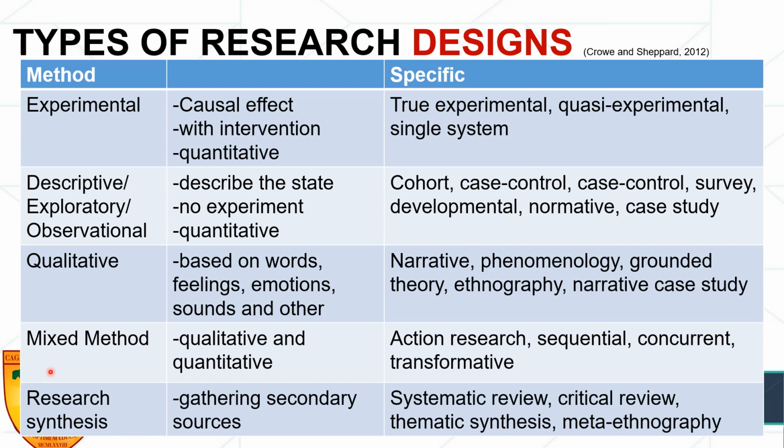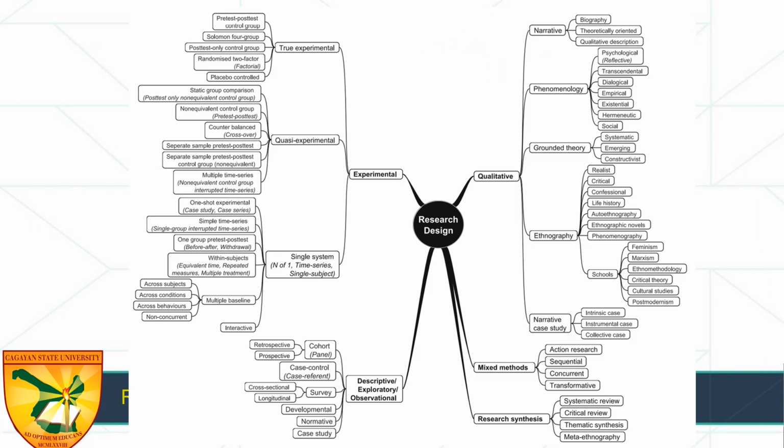And finally, this is a new branch for me: the research synthesis. It is the gathering of secondary sources. Specific research designs here are systematic review, critical review, thematic synthesis, and meta-ethnography. So this is the mind map that I was talking about. It has 5 main branches, and for example the experimental, if you want to see the causal effect, you can use these designs: true experimental, quasi-experimental, and single system. In each of the sub branches there's still a sub branch. That's why I need a separate video for this one.